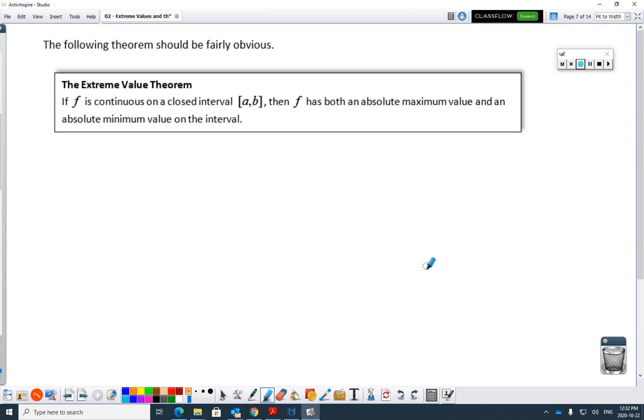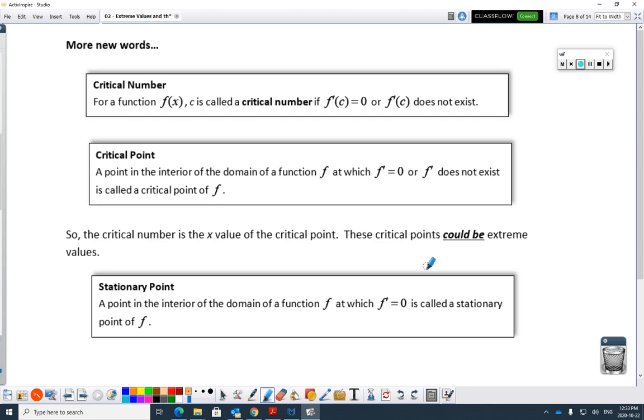Yeah? The following theorem should be obvious. Well, let's see if it's obvious. If f is continuous, then f will have an absolute max and an absolute min. You got some interval, there's got to be some highest and some lowest point. Okay? Not true on an open interval. Yeah, this is on a closed interval. On an open interval, the function could go forever, straight up like this, and you never do get an absolute max. But on a closed interval, if you say from here to here, we're going to be able to find an absolute max and an absolute min.